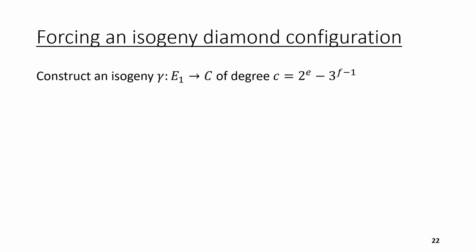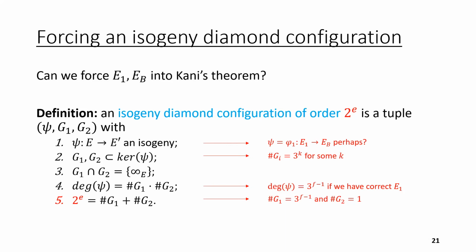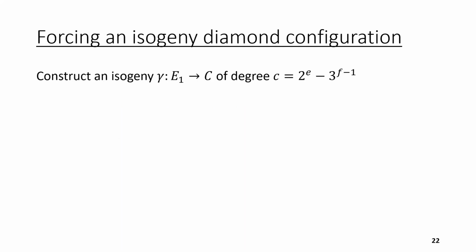Okay, so we're going to have to adjust it a little bit, and we're going to construct an isogeny gamma, say, of degree C. And this degree will be this number specifically. It'll be clear why. Actually, it's already clear why, right? If we replace the order of G2 simply by 2 to the E minus 3 to the F minus 1, then this equation, the fifth one, is trivially correct, right? So we're going to see if we can enforce this.